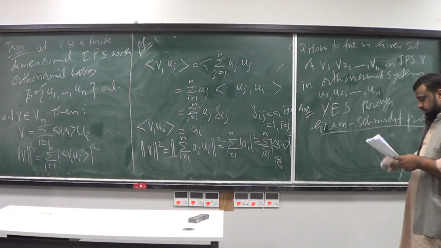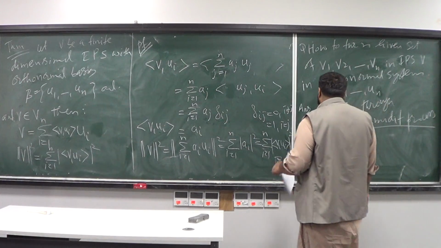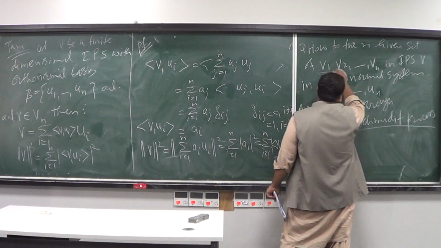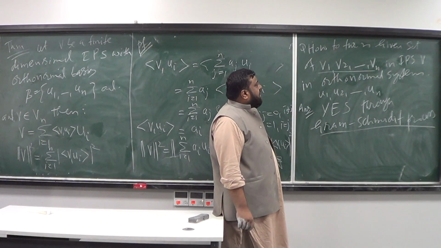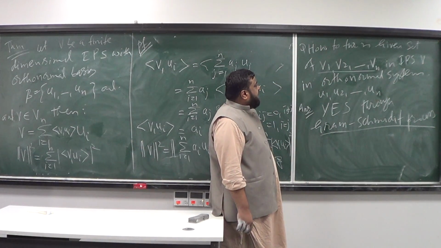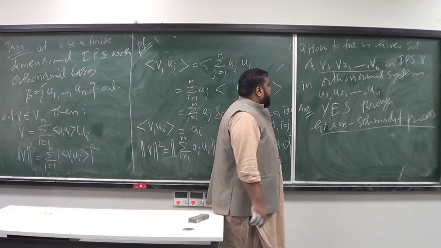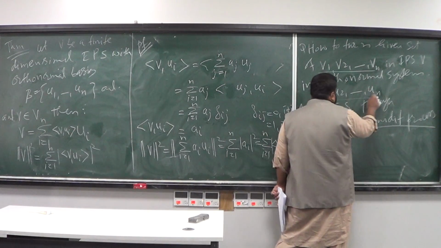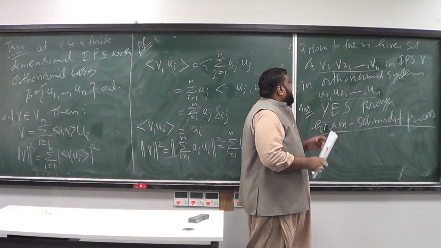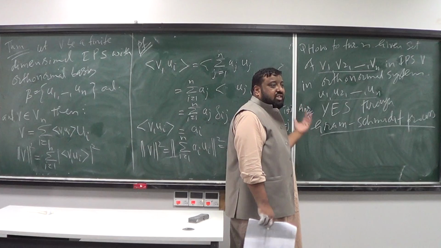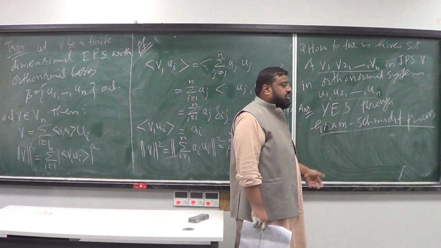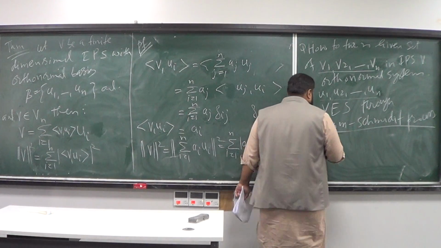So how to do it? The answer is, imagine you have been given a set of n vectors in an inner product space, and you want to construct a system of n orthonormal vectors. Okay? So here's the thing.